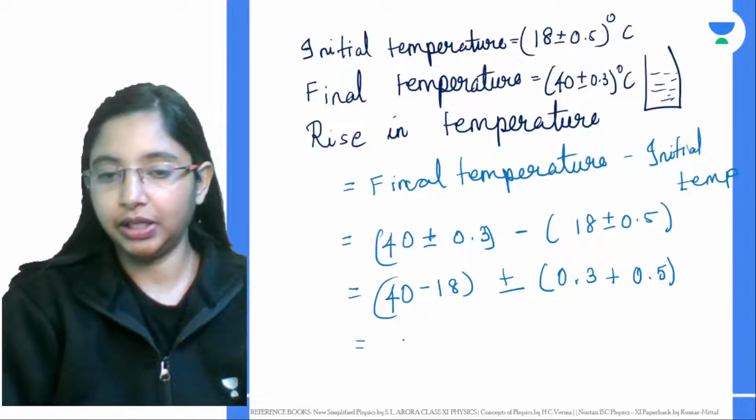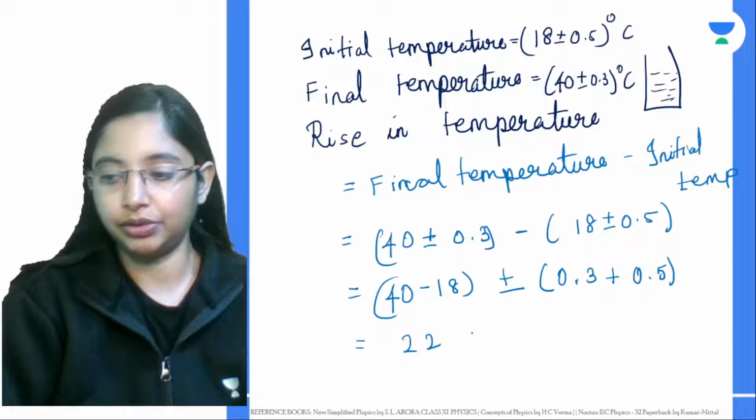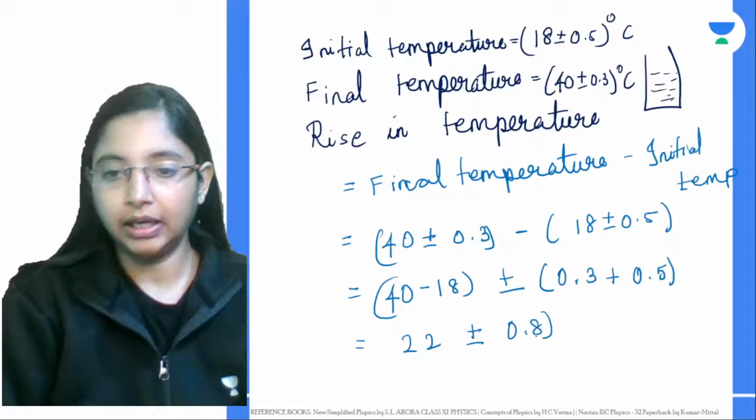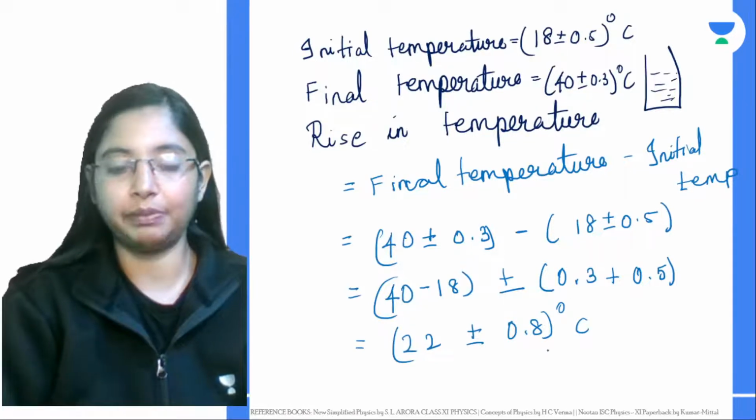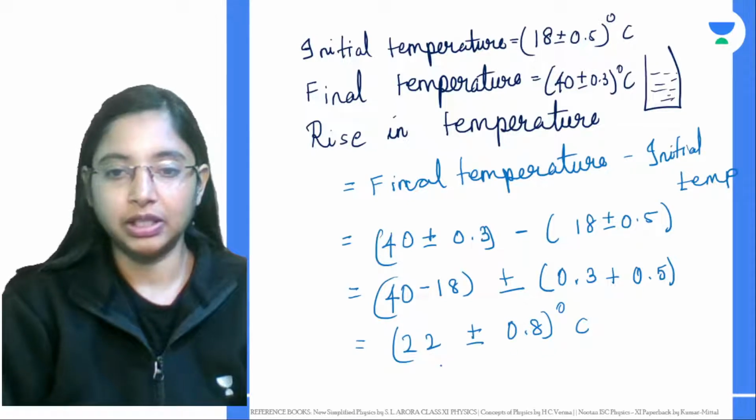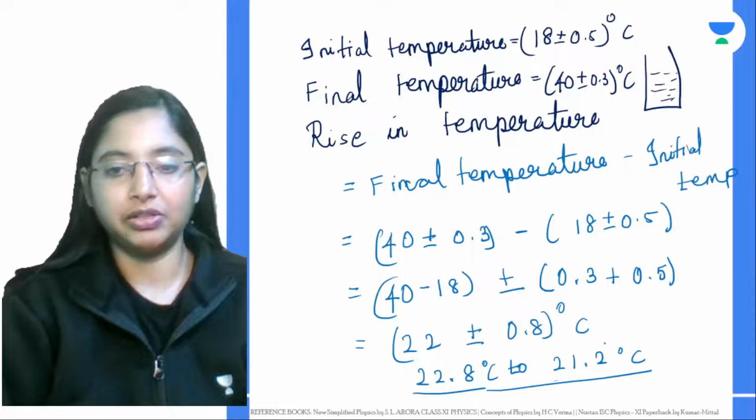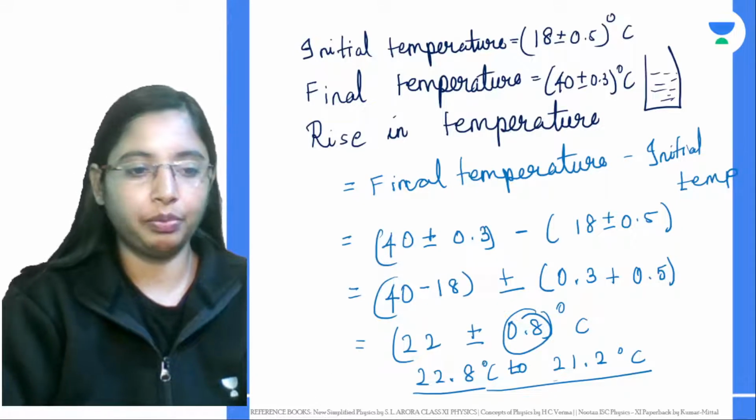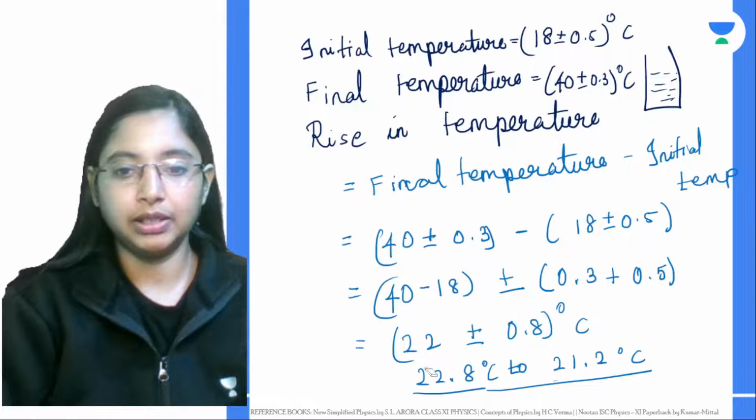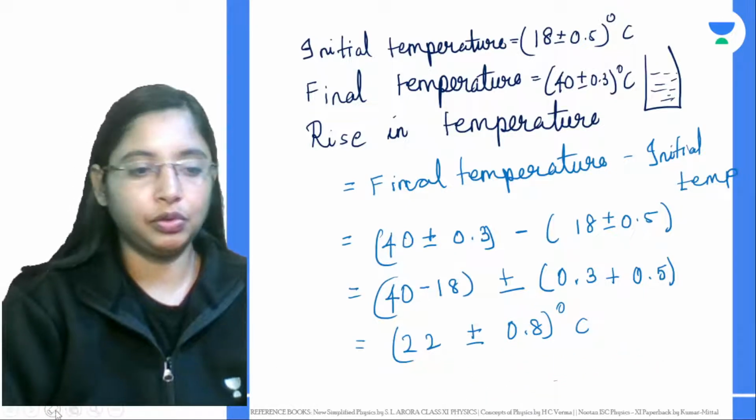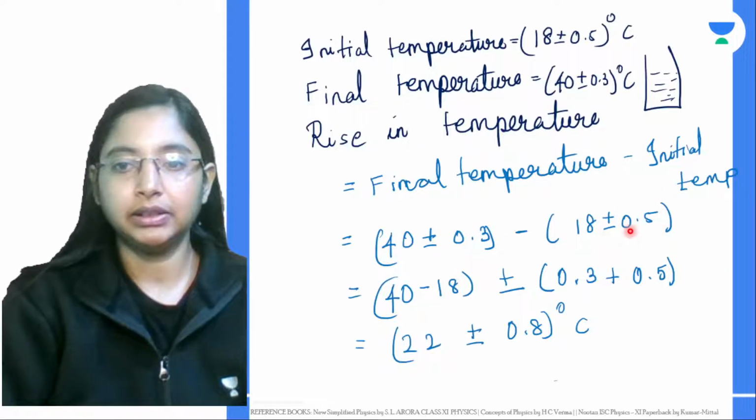Okay. So this will be 40 minus 18 is 22, plus or minus 0.3 plus 0.5 is 0.8, degrees Celsius. This will be the rise in temperature, meaning the rise in temperature is between 22.8 degrees Celsius and 21.2 degrees Celsius. This is the range the temperature is in. So the error is around 0.8. When you're doing subtraction, do not forget to add the absolute error part.